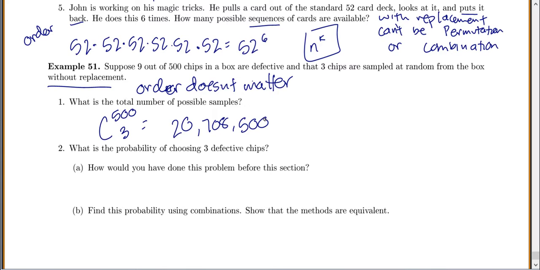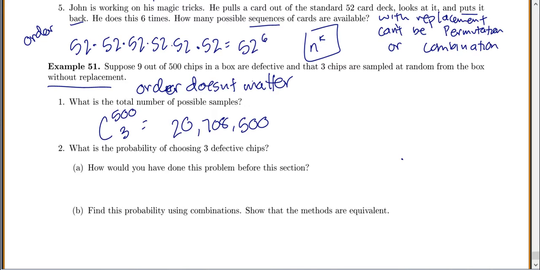Okay. So first, how would we have done this problem before this section? These permutations and combinations are just one different way to do all the same probability problems we've been doing. We could have done this before, and to me, this is actually a little bit easier than what we would have done before.